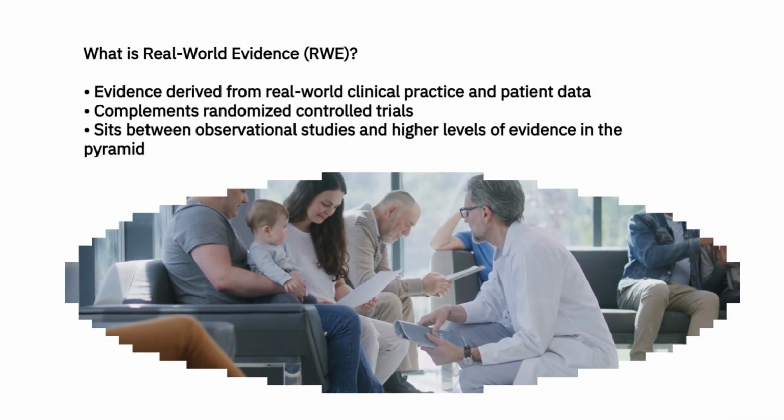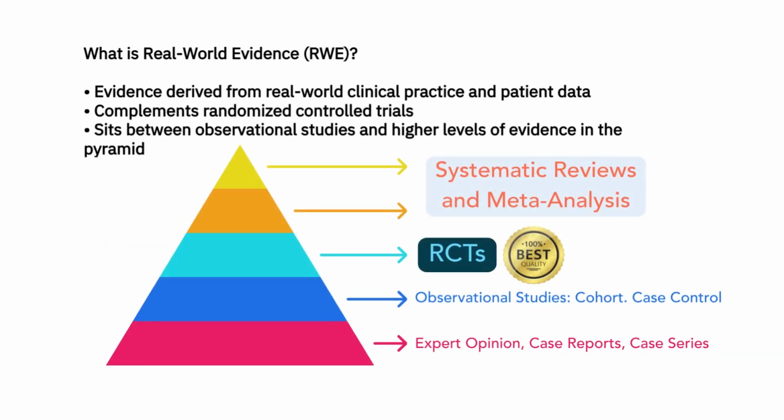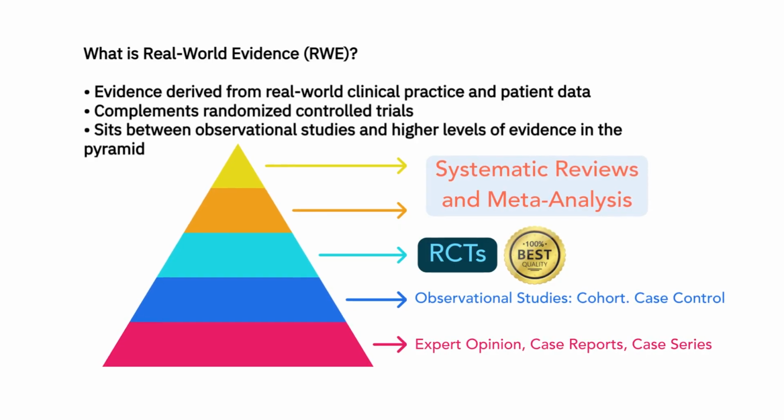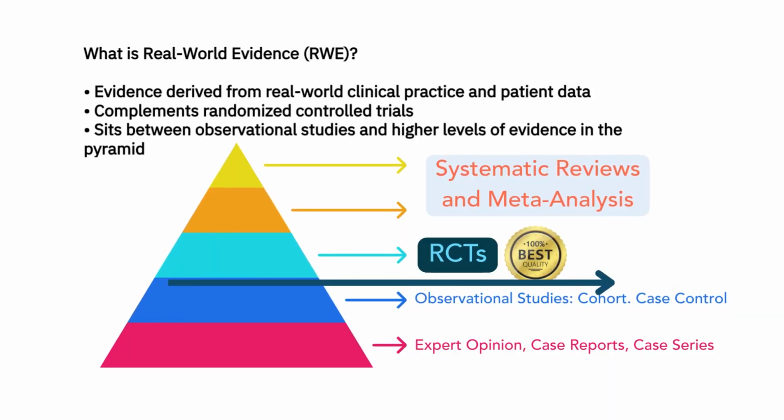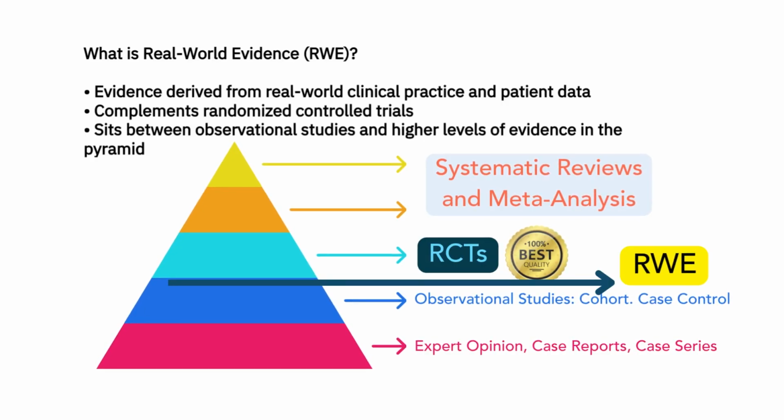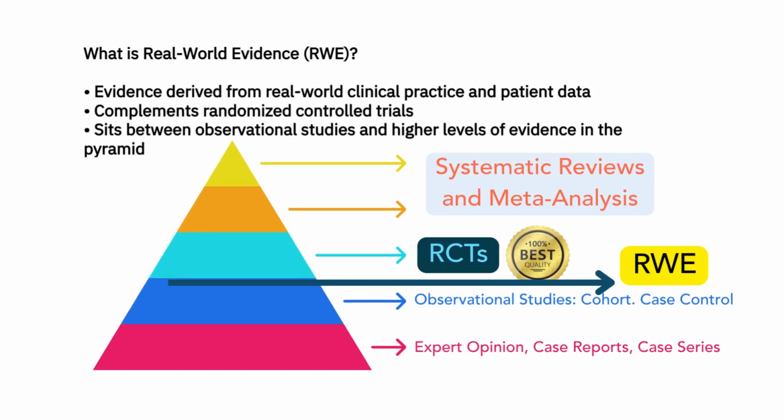In the traditional evidence pyramid, RWE doesn't replace randomized controlled trials or systematic reviews, but it doesn't sit at the bottom either. It occupies a unique position, higher than expert opinion or case series because it reflects large populations, but generally below randomized trials in terms of strength, since it is more vulnerable to bias and confounding. However, when designed and analyzed rigorously, RWE can rival traditional studies in relevance and impact.